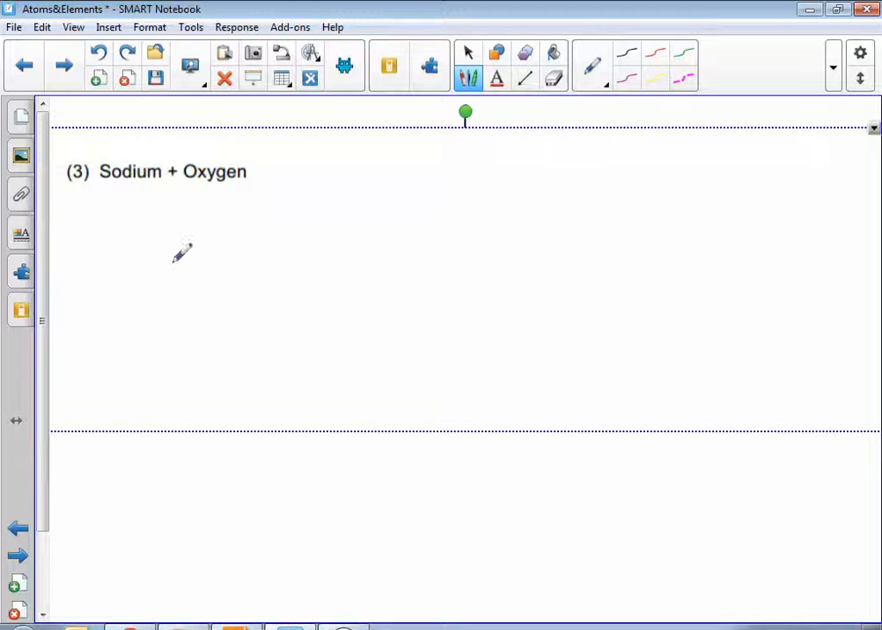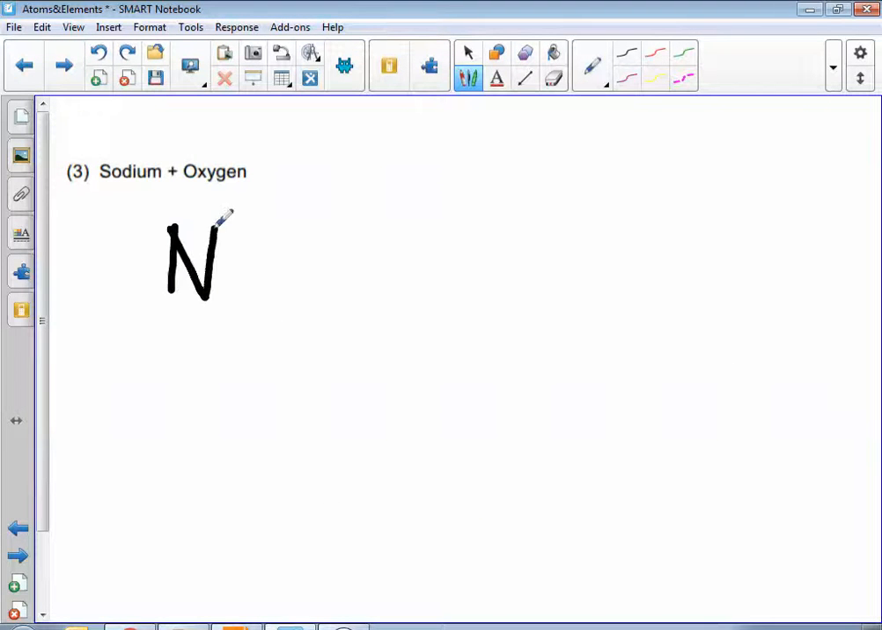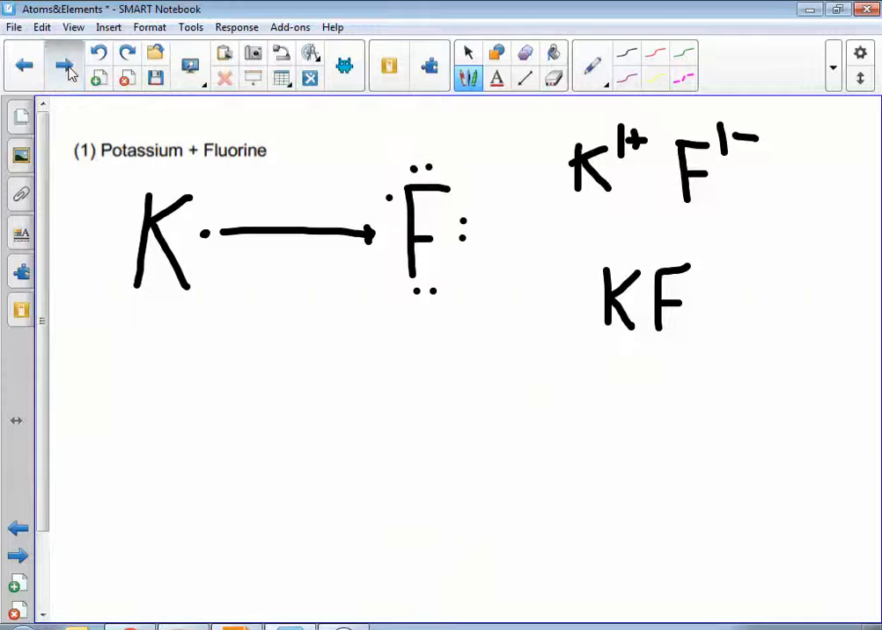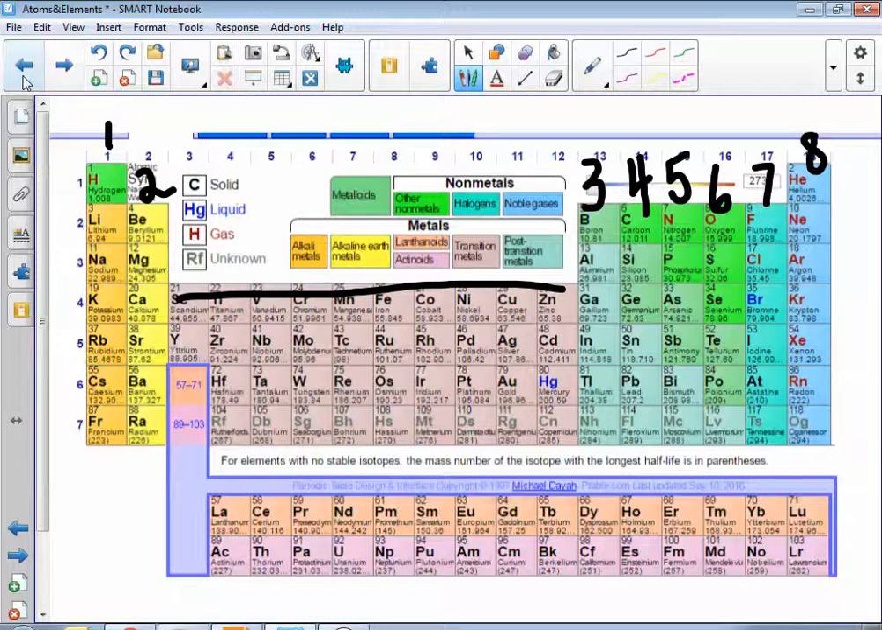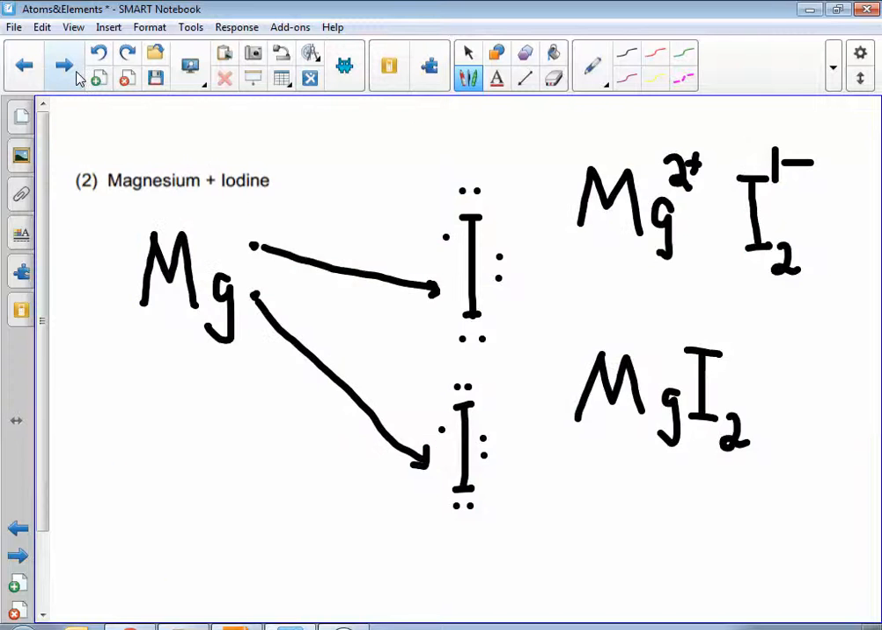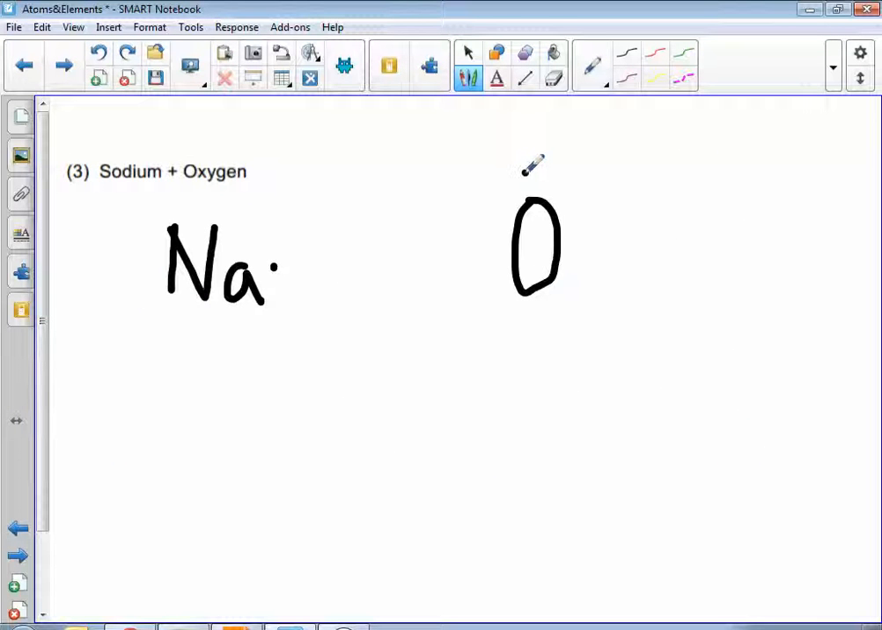Sodium and oxygen. Sodium is an alkali metal, as you probably recall. It's got 1 valence electron. Oxygen is a member of group 16. Let's go back to our periodic table here. Group 16 has 6 valence electrons. So we can go 1, 2, 3, 4, 5, 6.